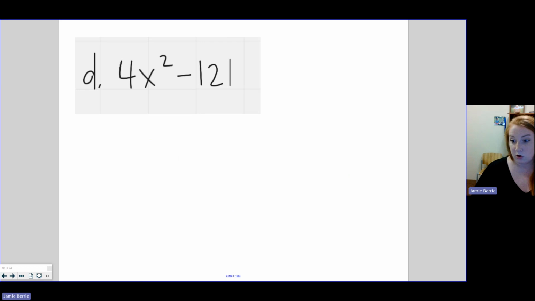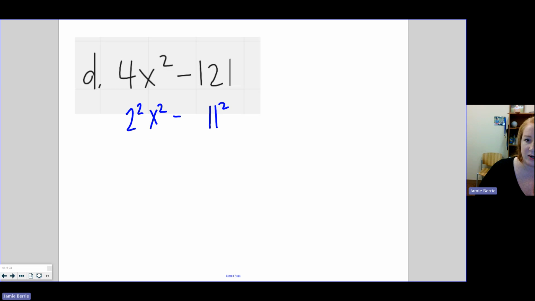All right, this one is a little bit harder. This is a difference of squares. I can tell because this is minus and it's got a square, so it's a difference of squares. This one's a little bit harder because we've got a number in front of the variable, but you will notice that it's a perfect square. So 4 is 2 squared.